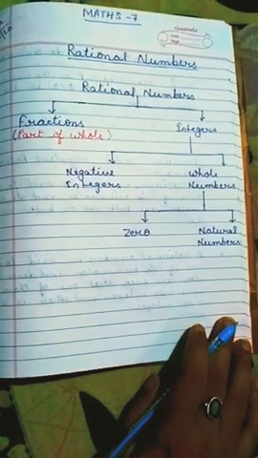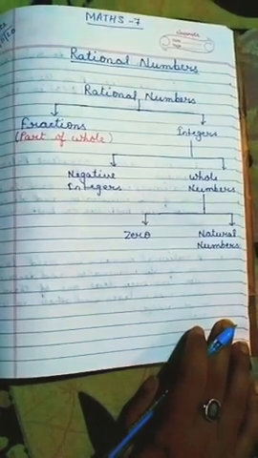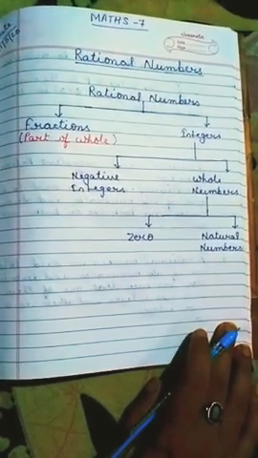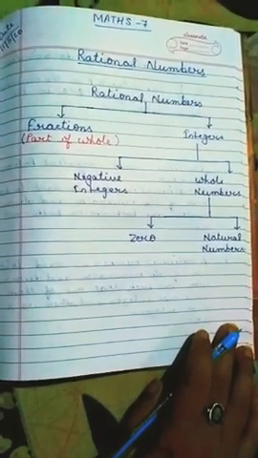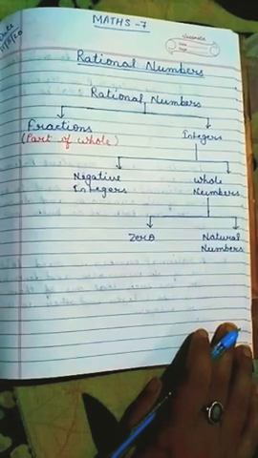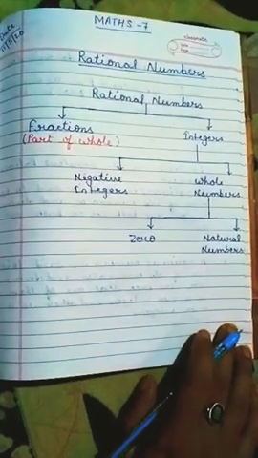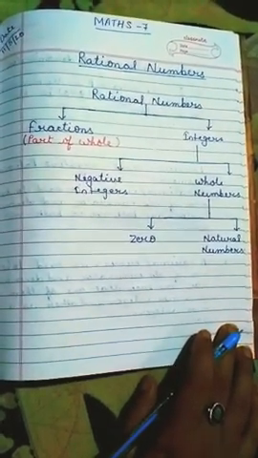I am your math teacher Priyanka and today I am going to start a new chapter. Its name is rational numbers. So in this chapter you will understand about rational numbers and also many things.